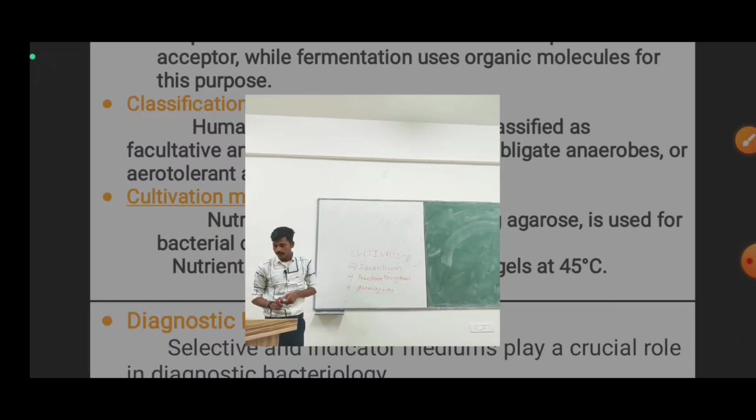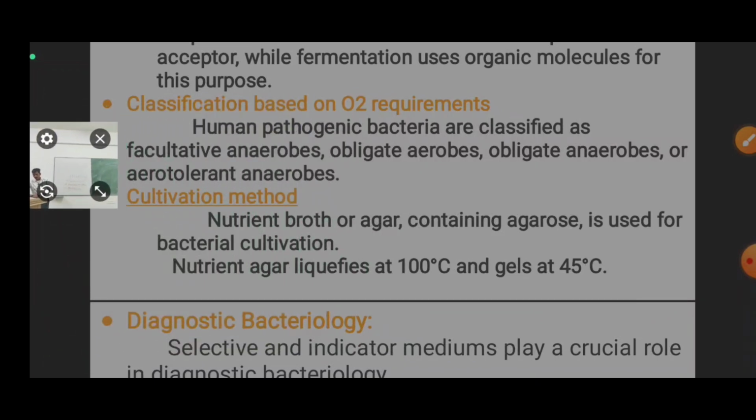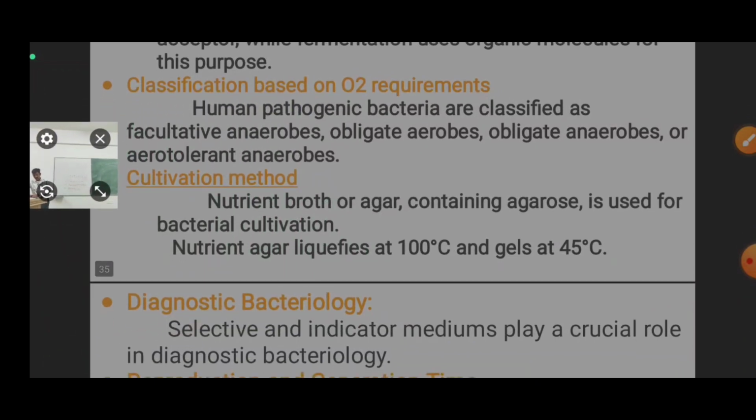Clear? Now see the slide. Nutrient broth or agar containing agarose is used for bacterial cultivation. Nutrient agar liquefies at 100 degrees Celsius and gels at 45 degrees Celsius. That's the standard temperature. I already told you, adequate environment. They won't grow at each and every temperature. They need a proper range of temperature for their growing, their cultivation.